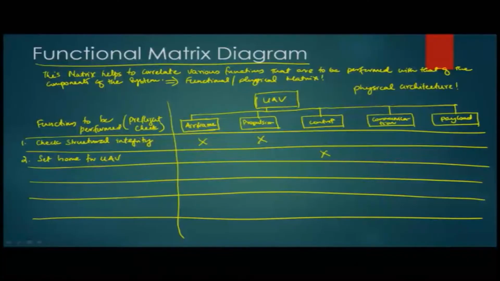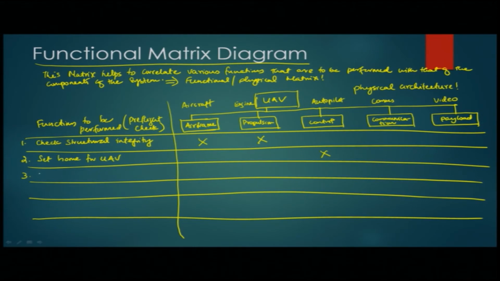So you have to set the home for the UAV, then you deal with that in the control system. The colloquial name for the airframe is the aircraft. The propulsion, the colloquial name is engine. Control, the colloquial name is the autopilot. Communication is typically called comms, and payload is usually the video. Most of the time people call video the payload. So set home for the UAV is pretty much part of the autopilot.